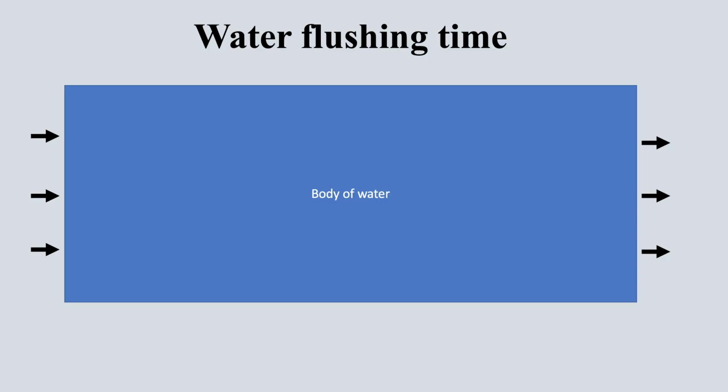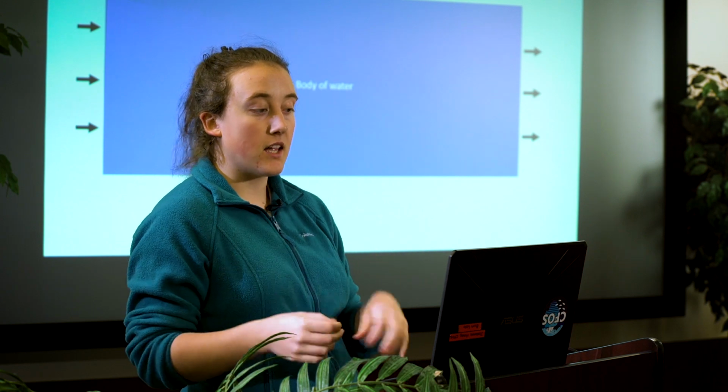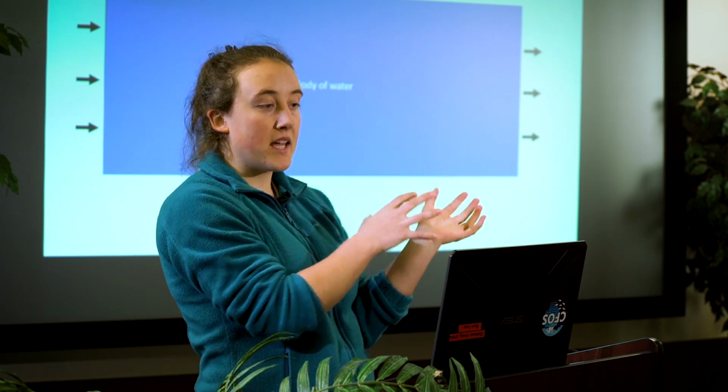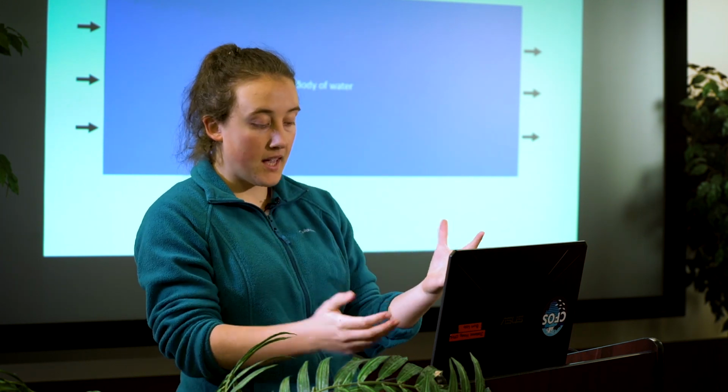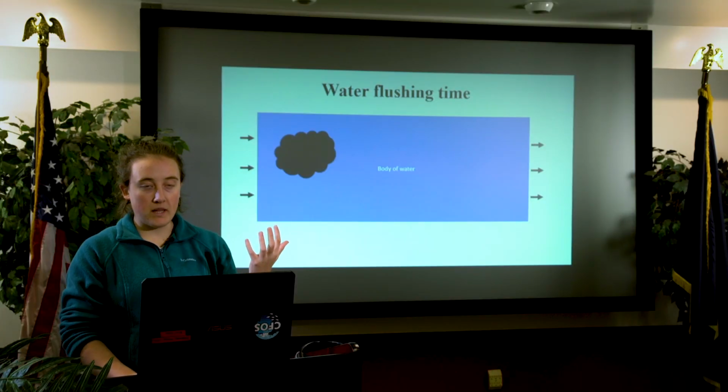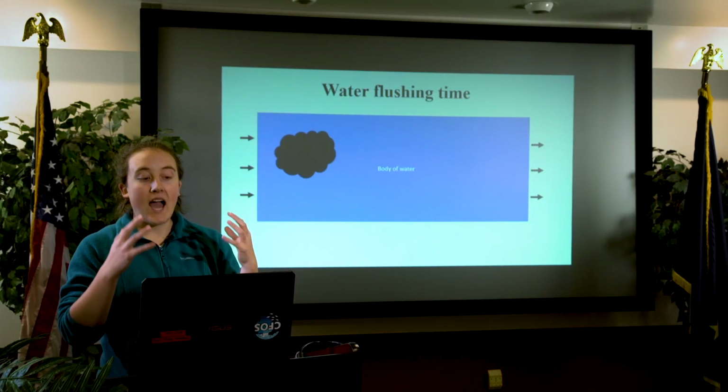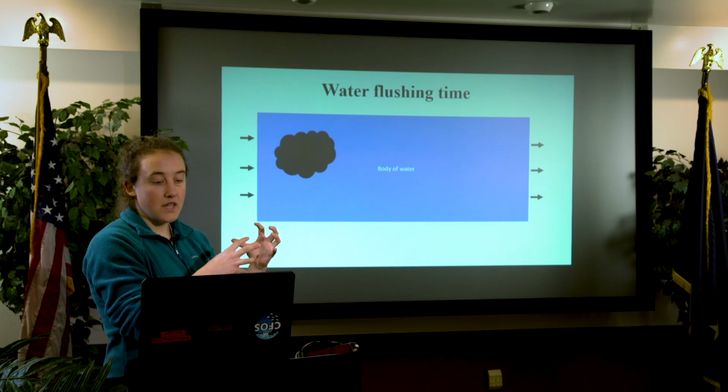The really cool thing about radium is it also gives us more information. We can look at water flushing time. When I'm talking about water flushing time, it's essentially how long it takes for a parcel of water to make it through a body of water. If we're looking at a bay, and imagine we have an oil spill at the head of the bay, I'm looking at how long it takes that oil to leave the bay.